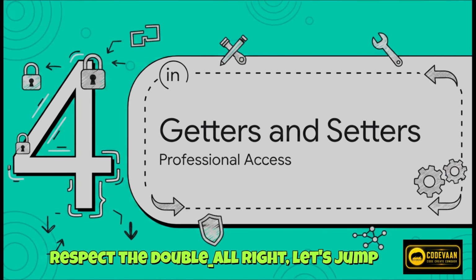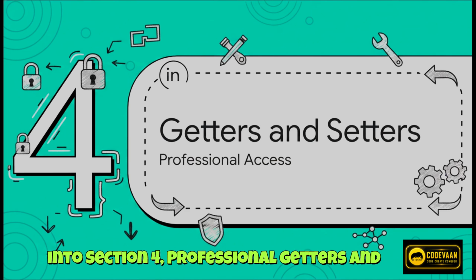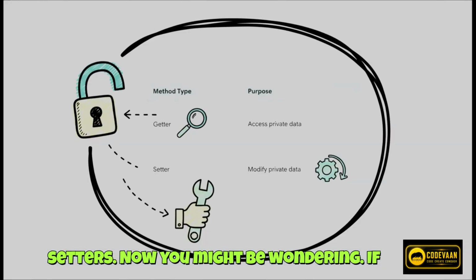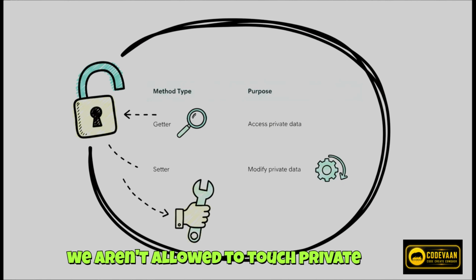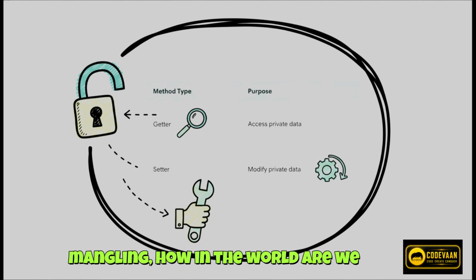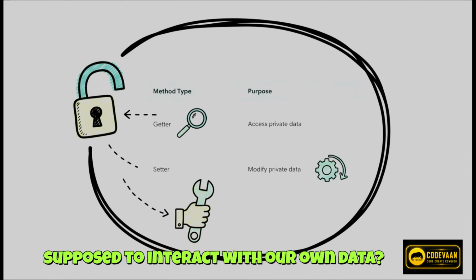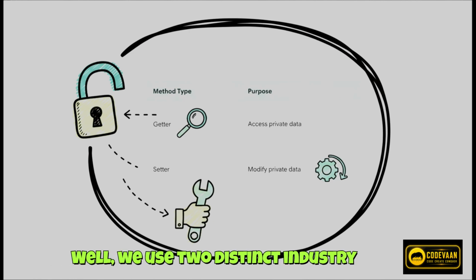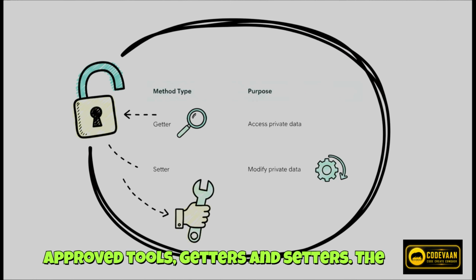All right, let's jump into Section 4, professional getters and setters. Now, you might be wondering, if we aren't allowed to touch private variables directly, and we definitely shouldn't use hacky tricks like name mangling, how in the world are we supposed to interact with our own data? Well, we use two distinct, industry-approved tools, getters and setters.